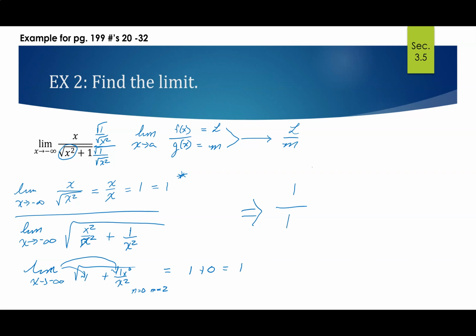However, we need to remember that we're heading to negative infinity. We're taking the limit as x goes to negative infinity. So back in the original problem, at the very beginning, we know that that value would be a negative number over a positive number, because that square root is already positive. It's telling you that that's the positive square root of x squared plus 1. So that's going to be a negative over a positive square root.